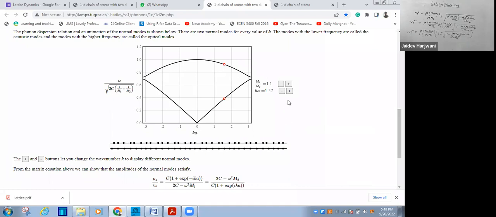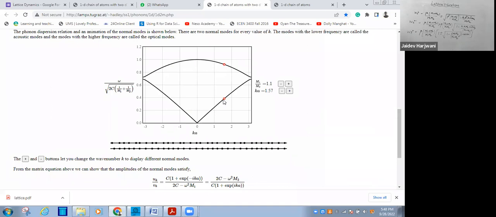Now if I reduce the k value, in the upper part, where frequency is higher, the atoms are moving in opposite directions. That's why it is called the optical branch. I will discuss why it is called the optical branch. The lower one is the same as what we did for the monatomic lattice. Still they are moving in phase.